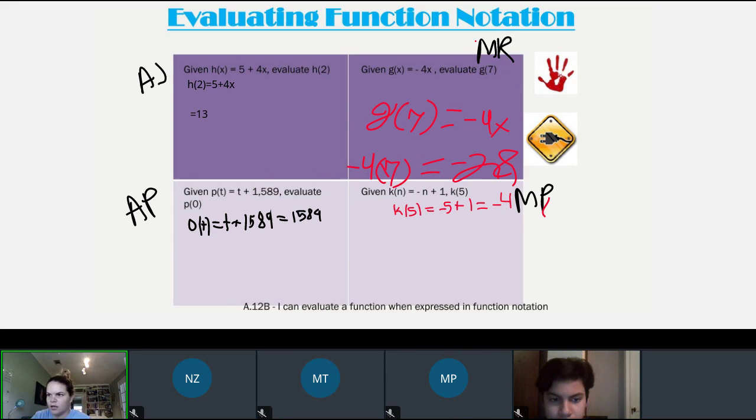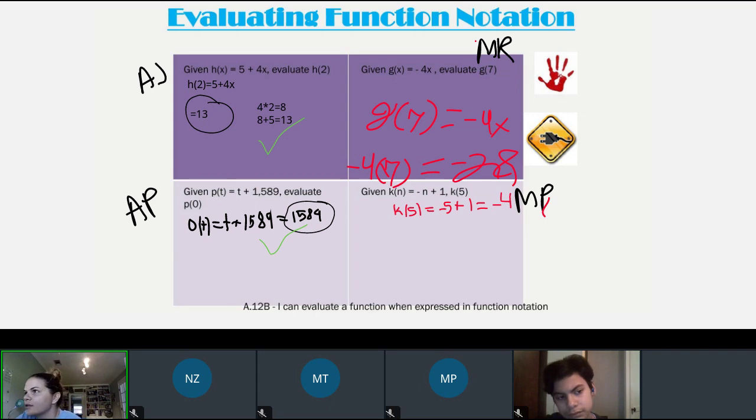So if we look at the one AJ did, she did H of 2 equals 5 plus 4 times x. X is now 2. So 4 times 2 is 8. And then she did 5 plus 8, which would be 13. Exactly. All righty. So then down here, we had given P of t equals t plus 1,589. We are going to put in 0 for t, so our answer stays at 1,589. Good job.